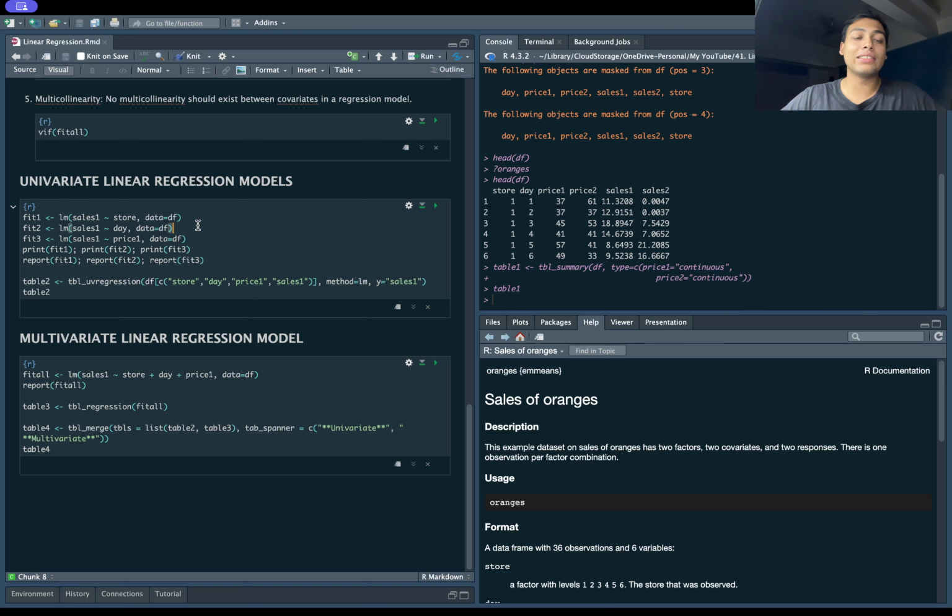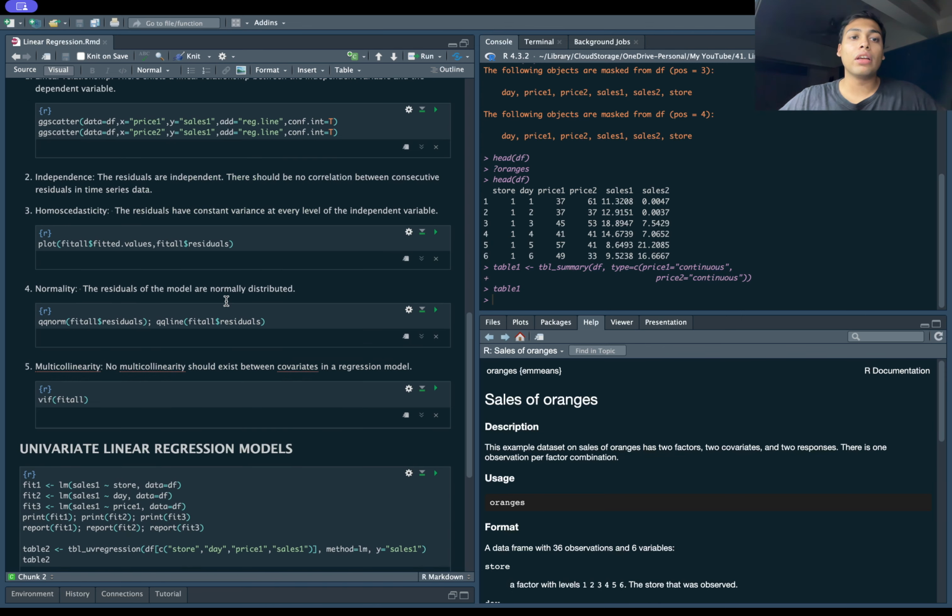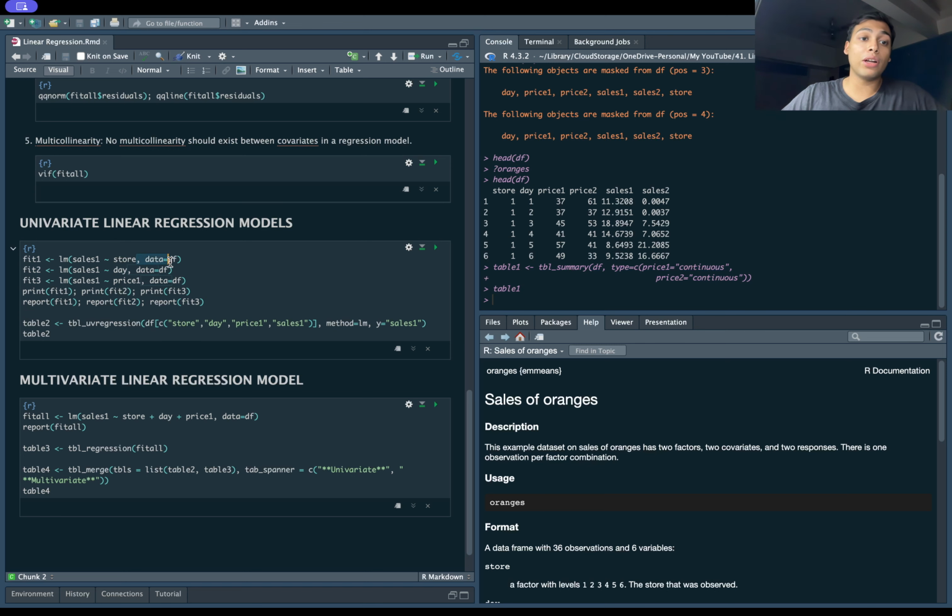So this is a good handy argument if you specify the data frame. I have attached the data frame, you can see here. If you attach the data frame, you don't need to specify this argument, because you have attached this data frame to the R environment you're working in, and it automatically recognizes variables from that data frame. But if you haven't, this is a good argument to put. So enough about the syntax for the model.